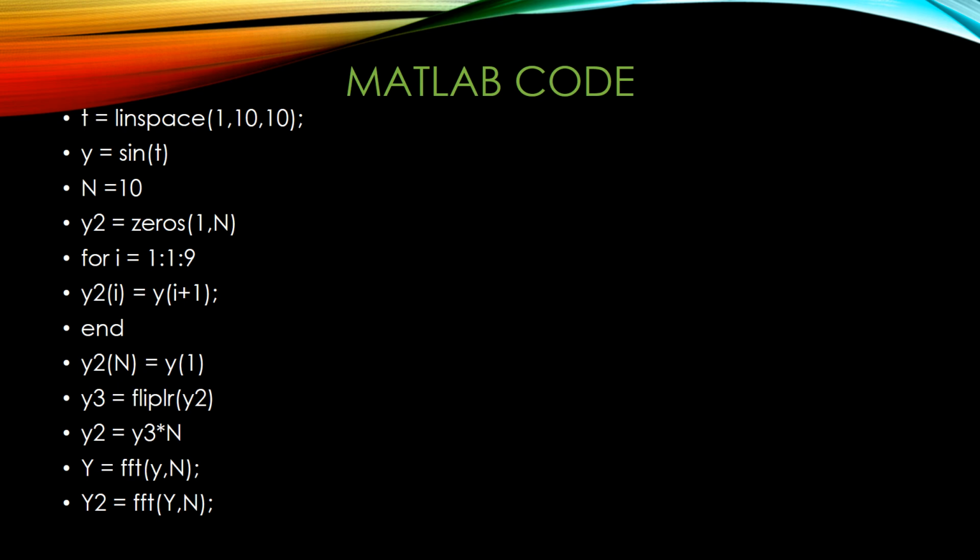Now basically what I did is, I have tried to create the formula of duality which we have studied earlier, which is capital N into x of k minus n. Now capital Y equal to FFT of small y comma capital N. FFT is a function which is used to create a fast Fourier transform. Now I wanted an N-point fast Fourier transform, so I have used the attributes small y comma capital N. Now capital Y2 is equal to FFT of capital Y comma capital N. Now this Y2 is again the fast Fourier transform of capital Y.